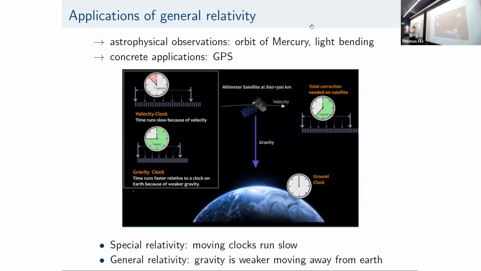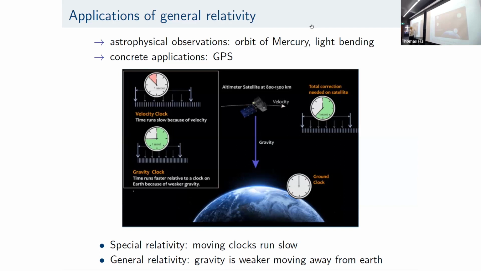And if you think of the idea that gravity is pulling things down, it's also essentially slowing down time in that process. So this means that when we're further away from the source of gravity, up in space, time runs faster relative to the clock on Earth.